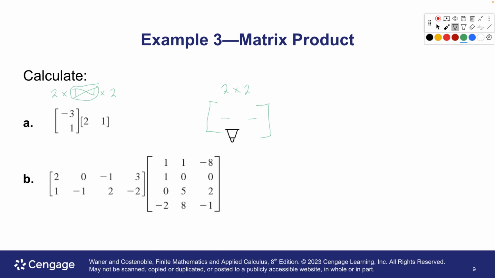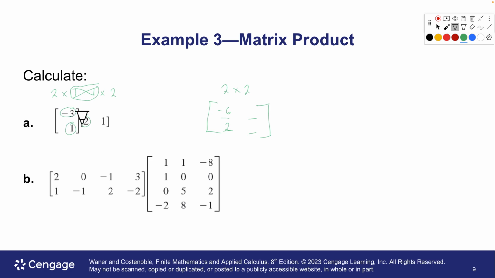Answer here, here, here, and here. So we take row 1 times column 1. Negative 3 times 2 is negative 6. We're going to take row 2 times column 1. 1 times 2 is 2.